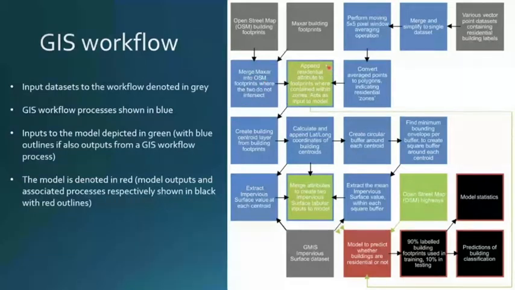So then we use those residential zones to append residential attributes to the building footprint data. So we end up with a building footprint data set which includes the OSM and the non-OSM labels. Those building footprint data are then input to the model.